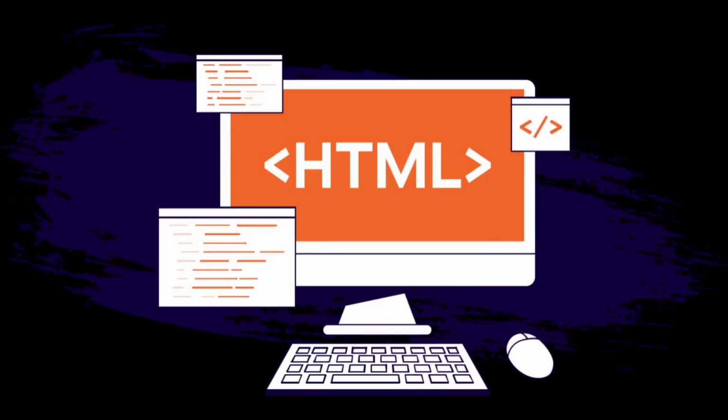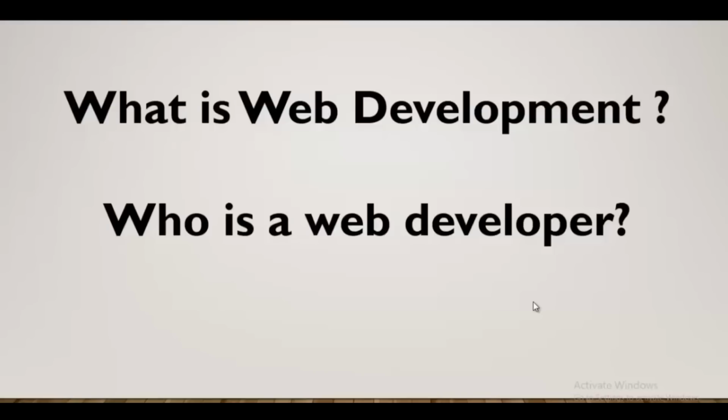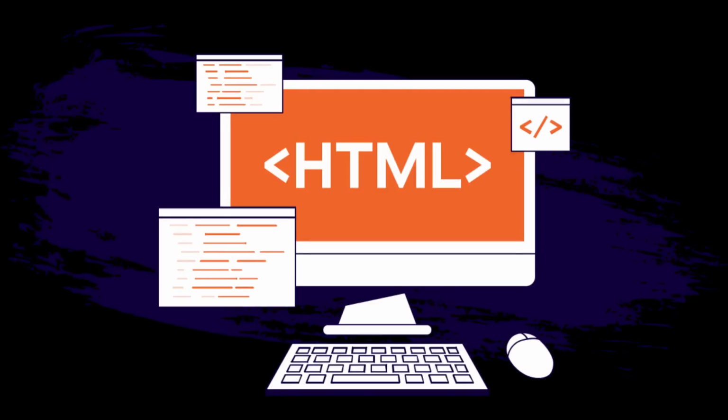Any web developer must know these three things: the HTML, which stands for hypertext markup language, and CSS, which is cascading style sheet. So let's talk about categories of web development, types of web developers. So we have three types. We have the front end web developer, back end web developer, full stack web developer.